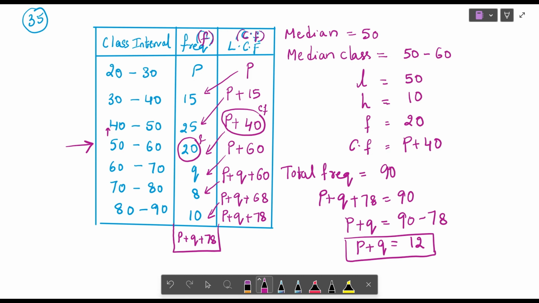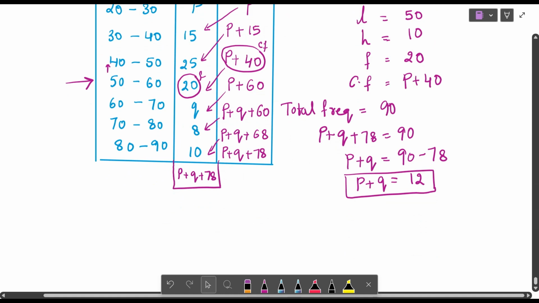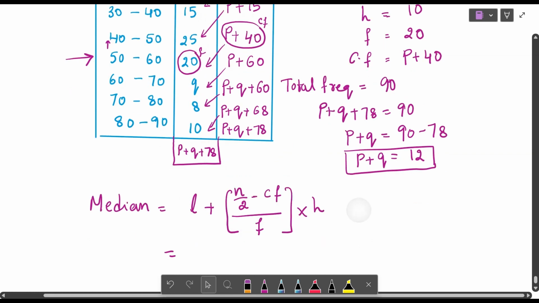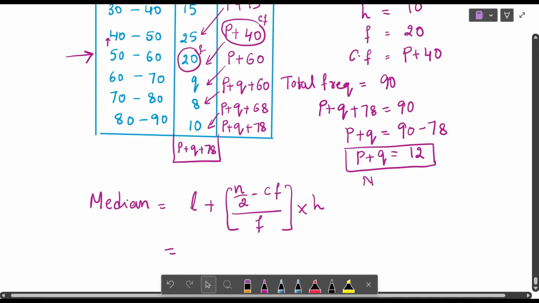Okay. So next, what we have to do? We have to apply the formula. What is the formula for the median, students? Very important: median is equal to L plus (N by 2 minus CF) divided by F, into H. N is nothing but the total frequency, so N will be equal to 90, and N by 2 will be equal to 45. Did you understand, students?